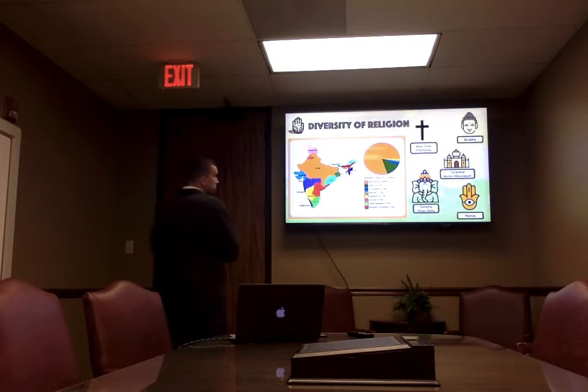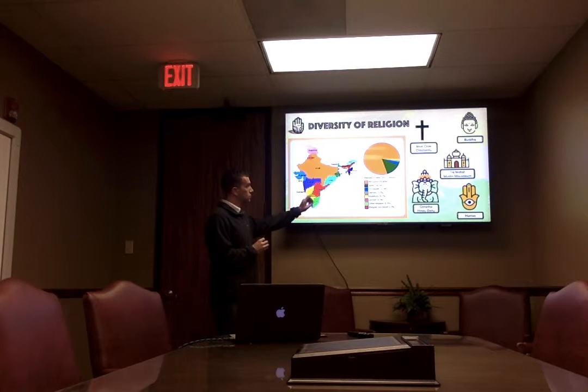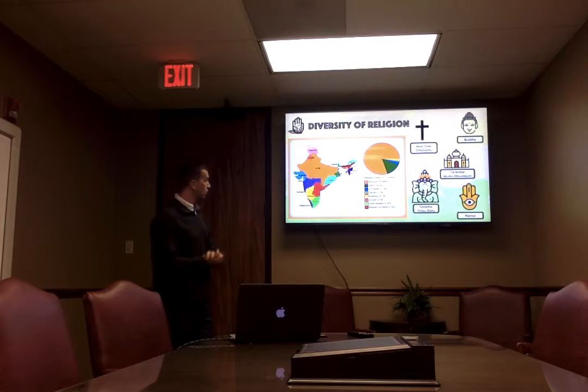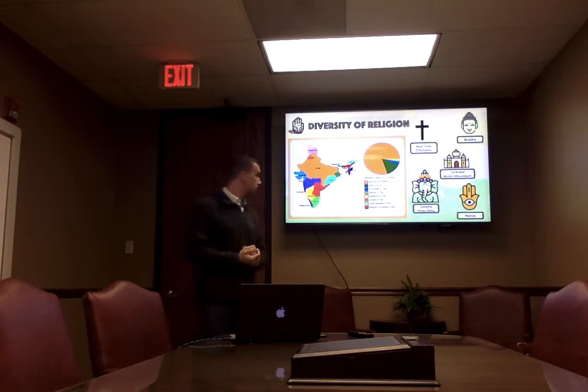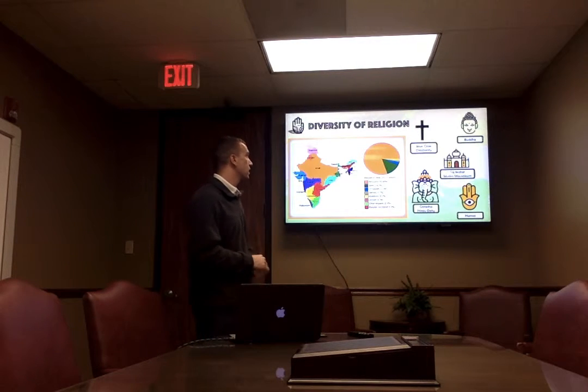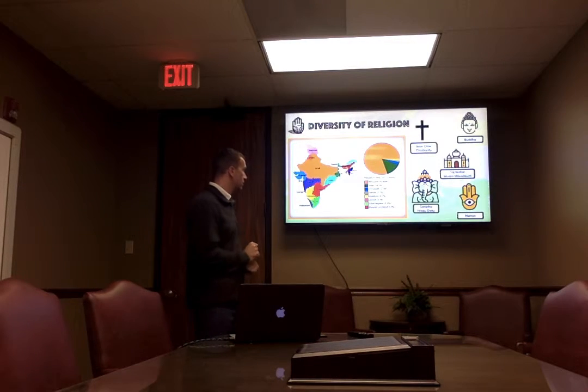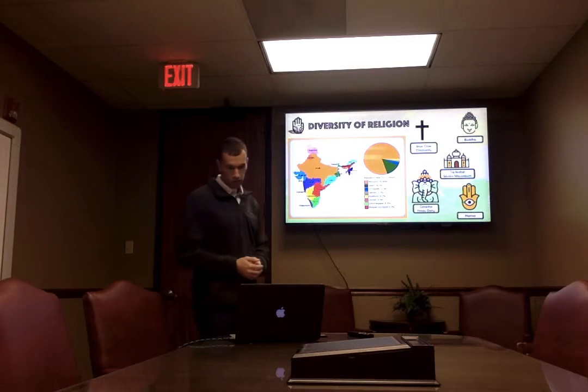This map shows you the 2011 census, the distribution of how the different religions are in the country of India. And then on this side are just a few icons and symbols of the different religions that call India home.